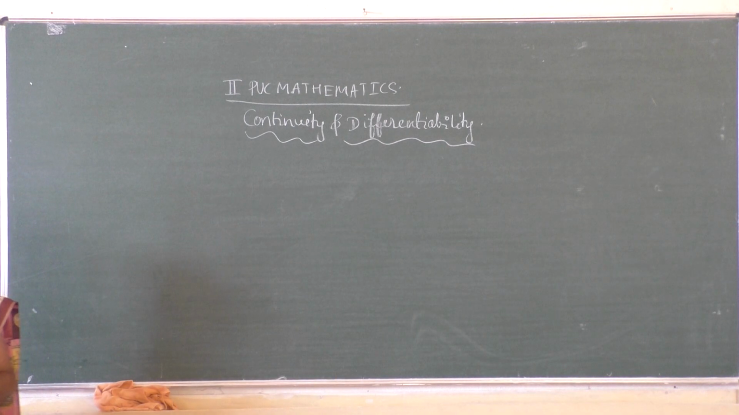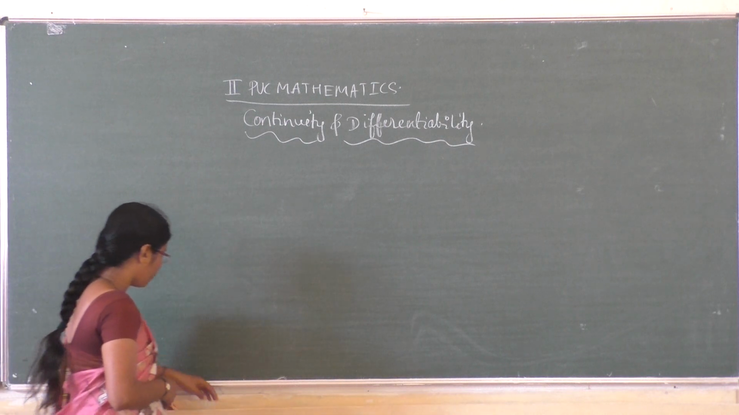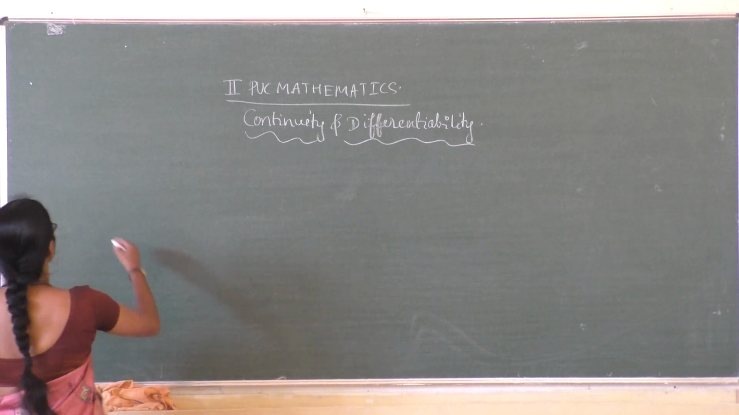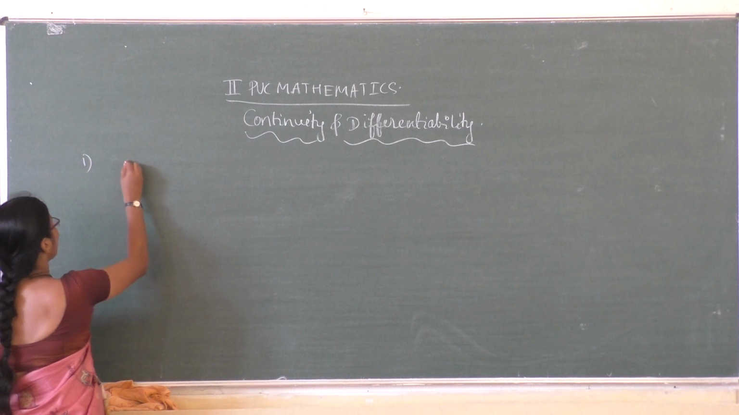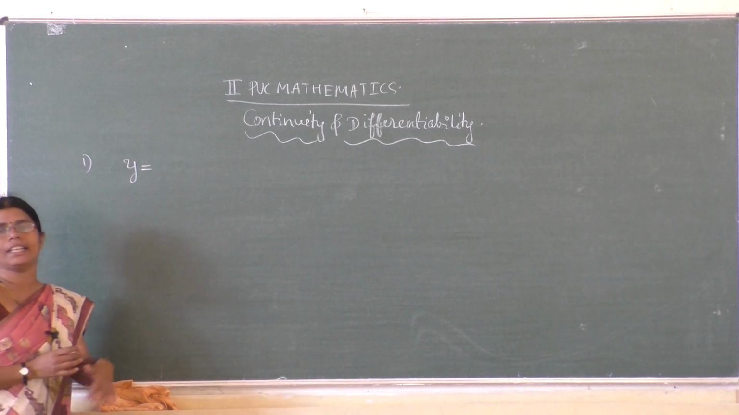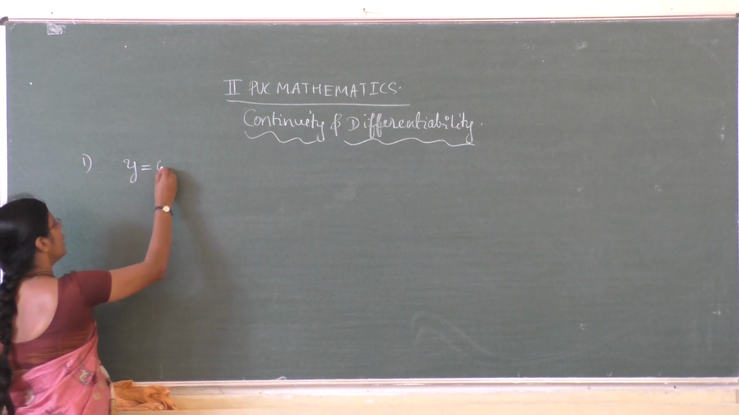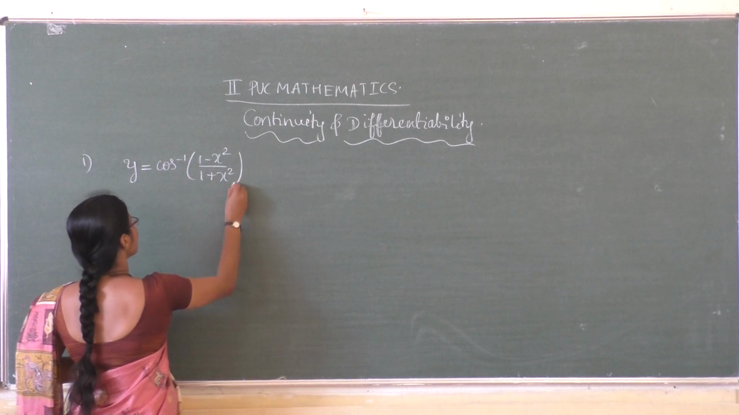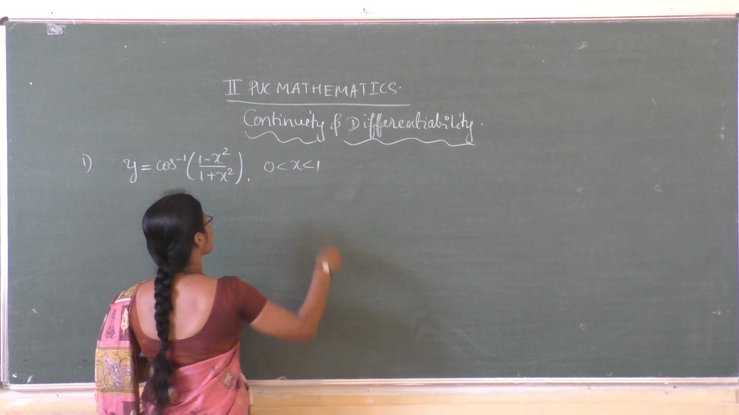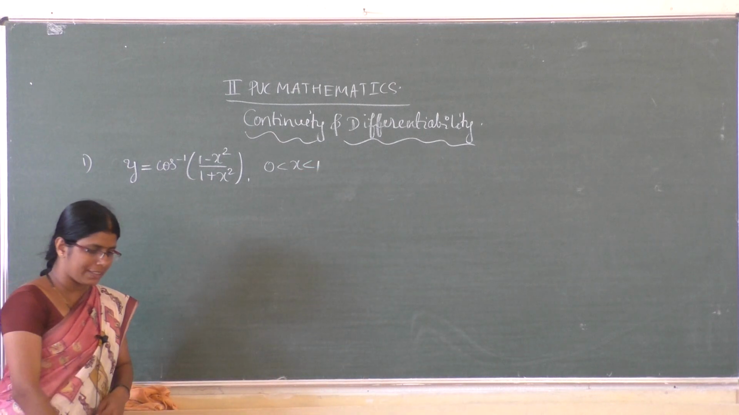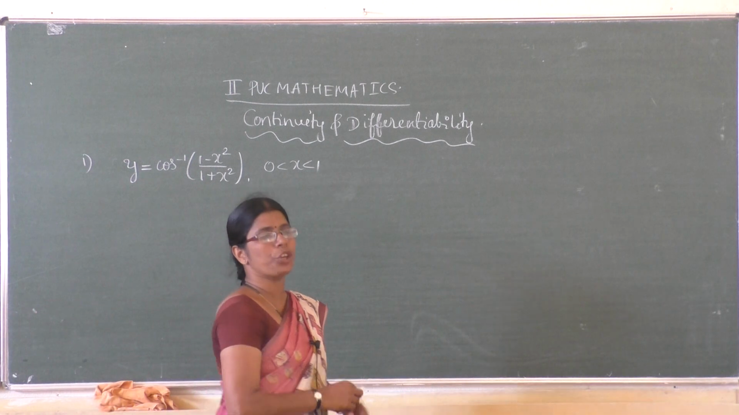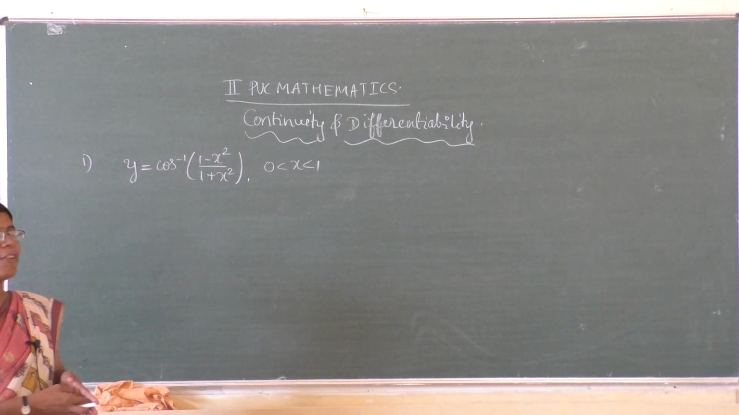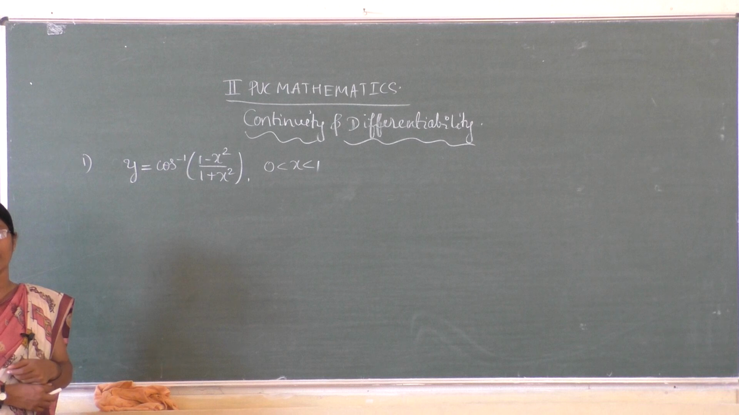So remembering these derivatives, now we solve some more problems. That is, we have to find the derivatives of some more functions. Take the first problem: find the derivatives of the following functions. Cos inverse of (1 minus x square) divided by (1 plus x square), where 0 is less than x less than 1. You have to remember the trigonometric formulas which we studied in first PUC, and also the simplification we studied in the chapter inverse trigonometric functions.